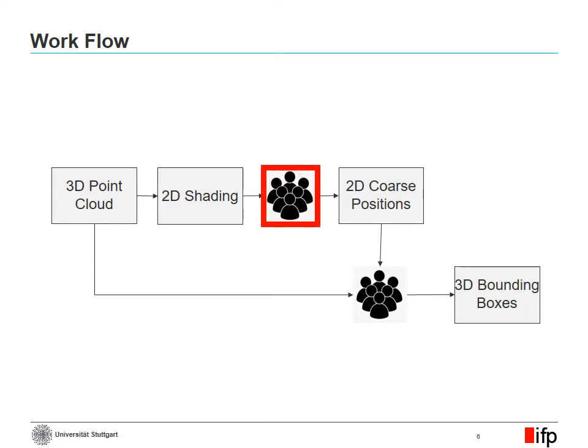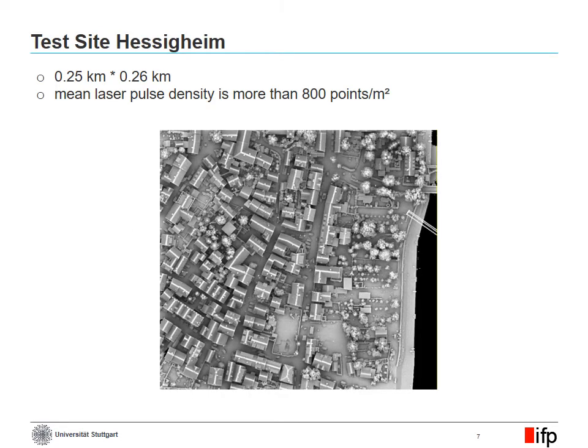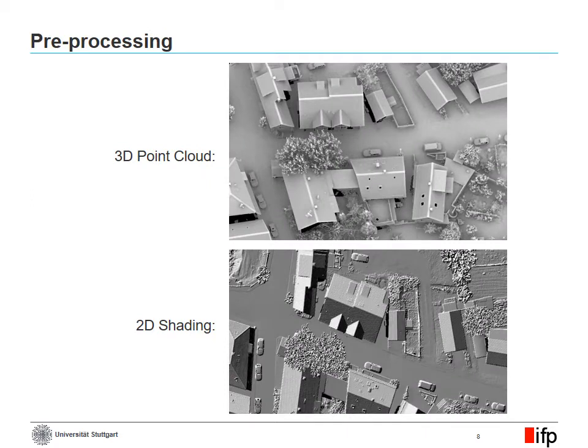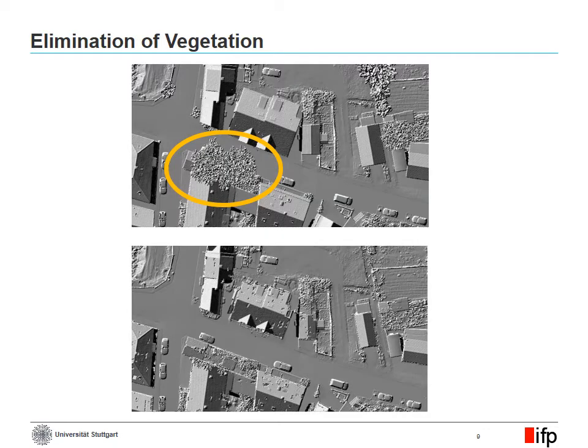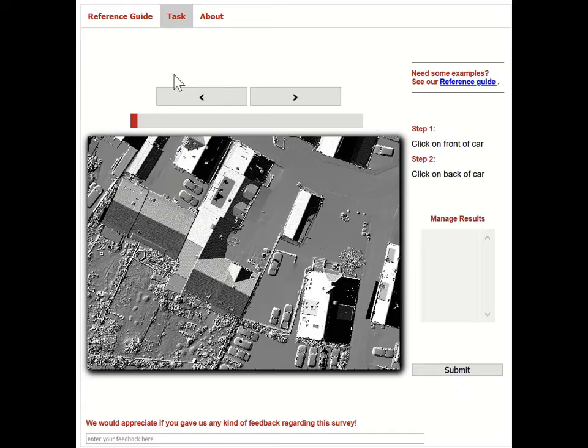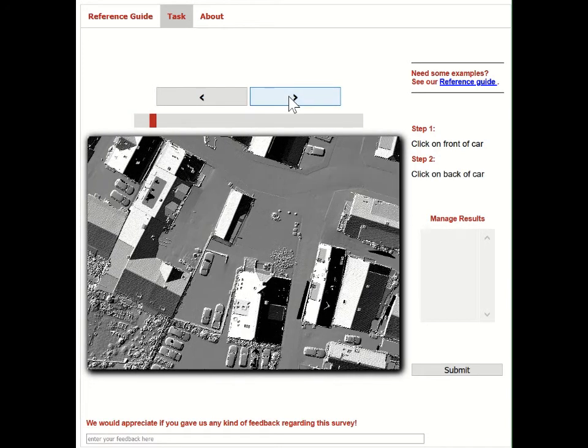Okay, we look at the first task where the crowd workers see a 2D shading and they have to identify the coarse positions. This is our test site, the Hessigheim dataset. It's laser scan data with a really high point density of more than 800 points per square meter. Here you see the 3D point cloud. We calculate this 2D shading out of the point cloud. Then in the next step, we eliminate all vegetation so that we see also the cars which are under the vegetation. And this is the graphical user interface for the crowd workers.